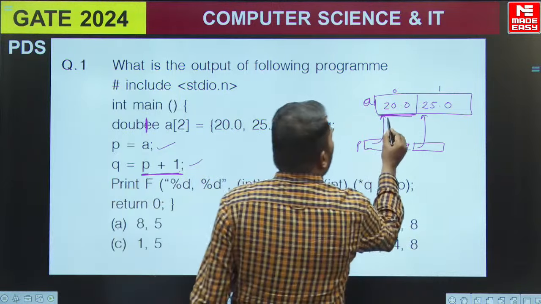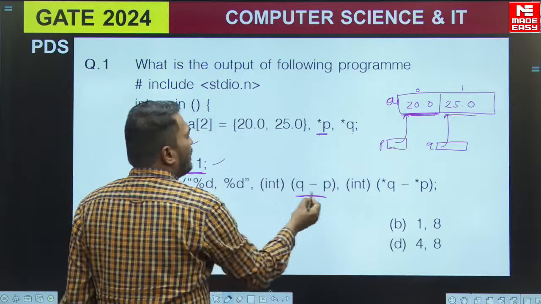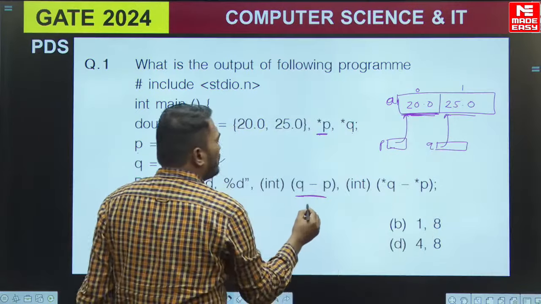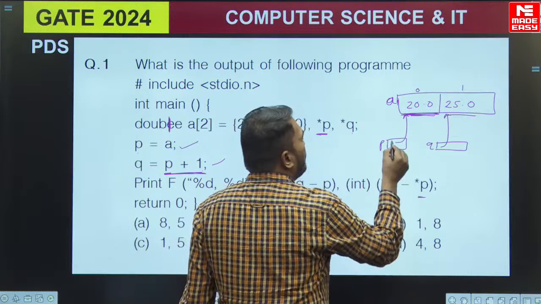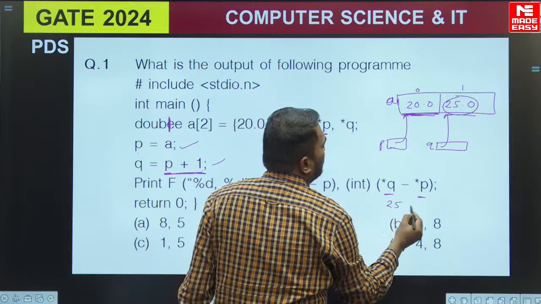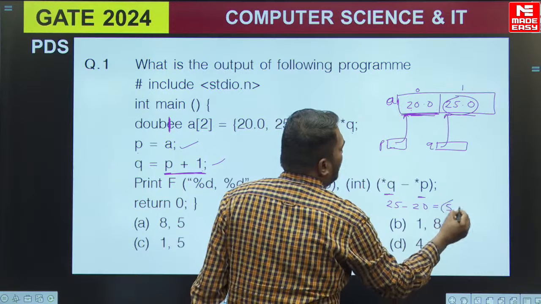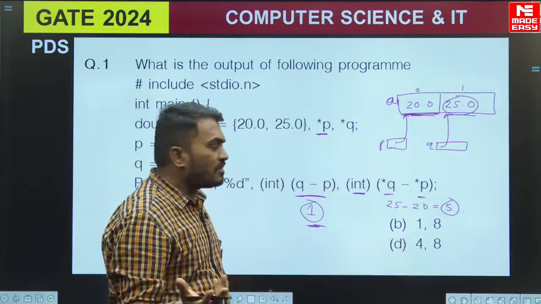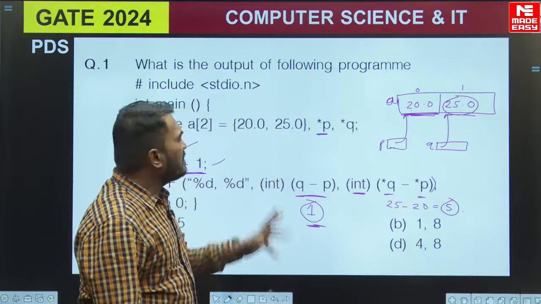Here the size of the element is the same for both, pointing to only one element. So the difference q minus p is only one element, so this will print 1. Next, *q minus *p: q points to 25, minus the value at location p, that is 20. The difference is 5. To avoid confusion he typecasted to integer. Maybe one semicolon is missing, but don't worry about simple typing mistakes.